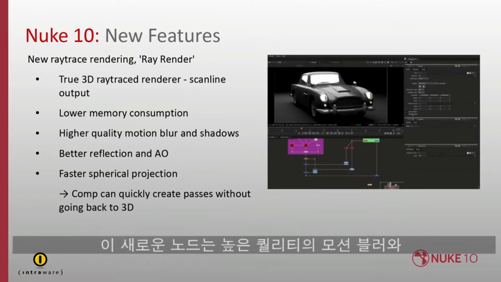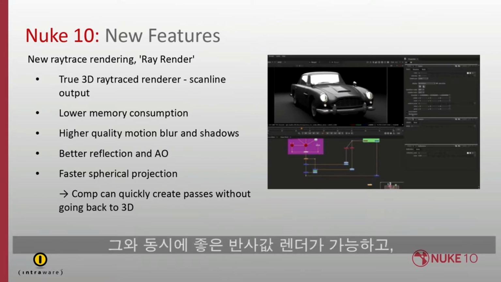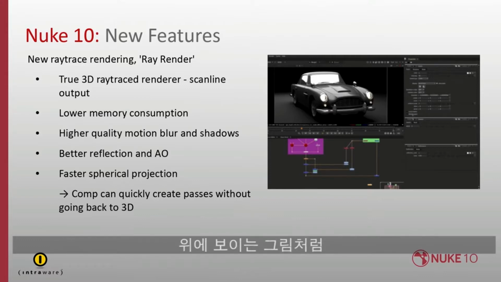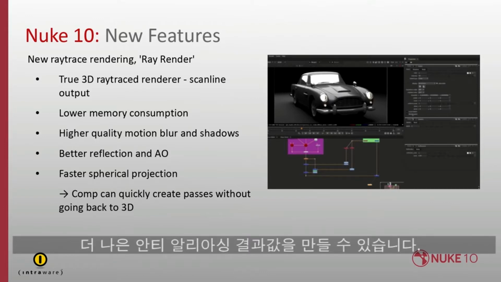This new node offers higher quality motion blur and shadows, and at the same time now has a really nice reflection render as well as ambient occlusion, as well as being faster at processing spherical projection. On top of all of this, it has improved supersampling, resulting in better anti-aliasing.